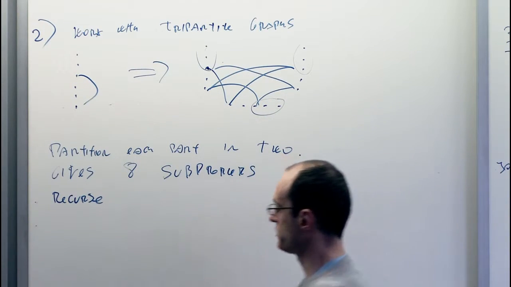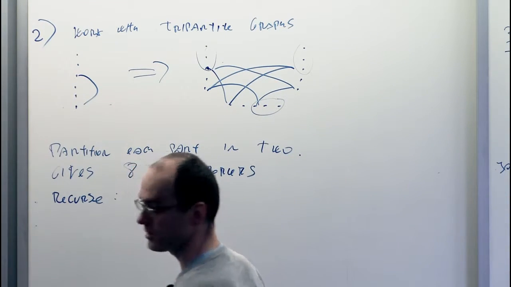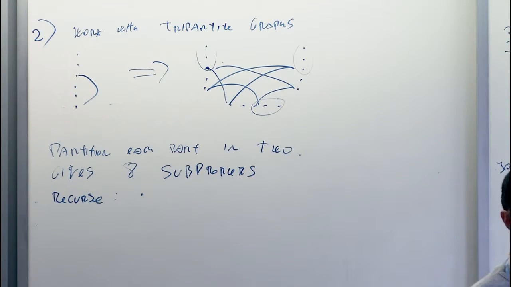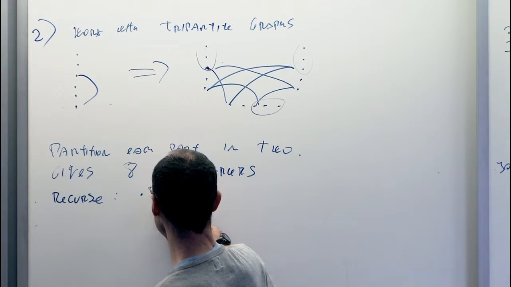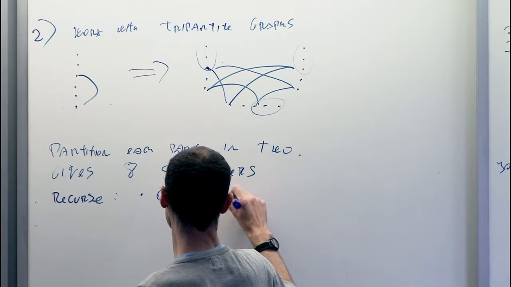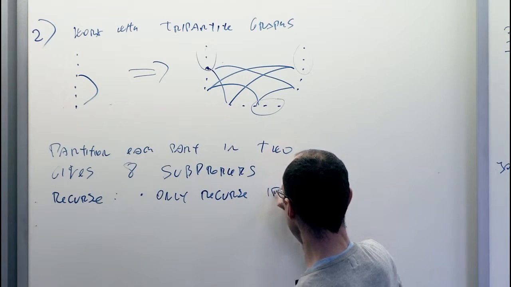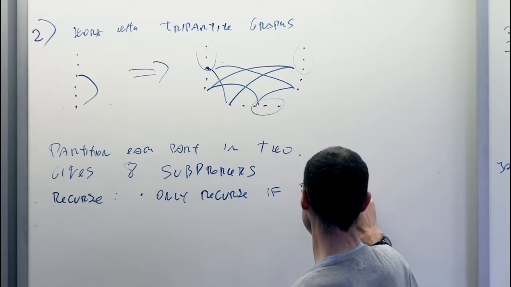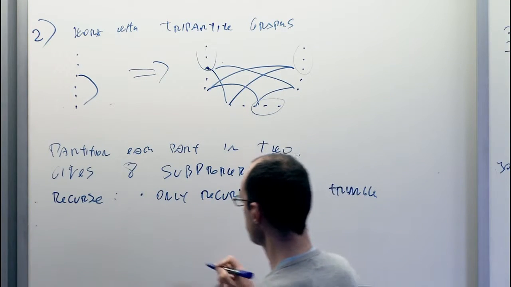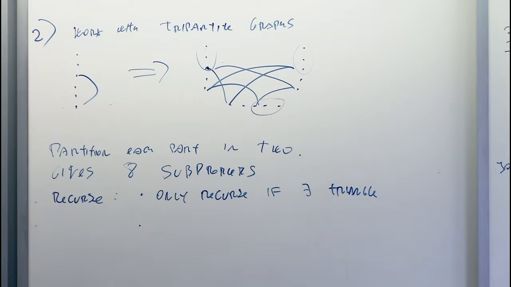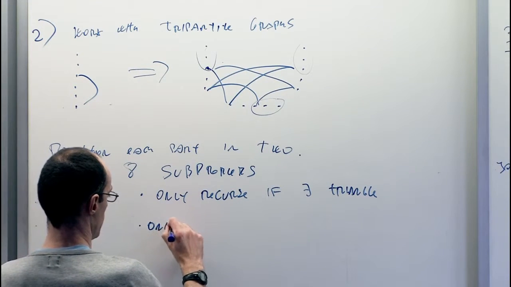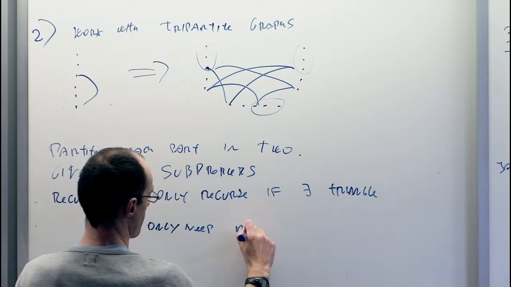When you recurse, you do 2 things. The first thing is that you only recurse on a subproblem if it does contain a triangle, and for that, you use the triangle detection algorithm. The second thing is that since we're interested in listing m triangles, I'm just going to keep around only m subproblems.